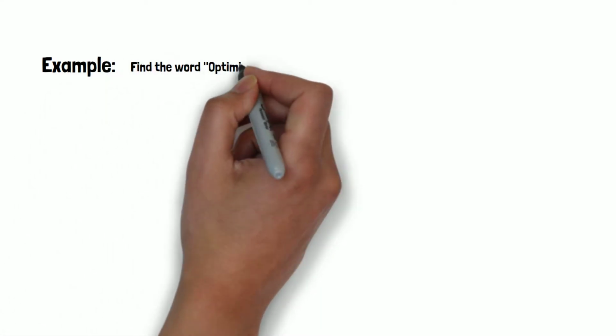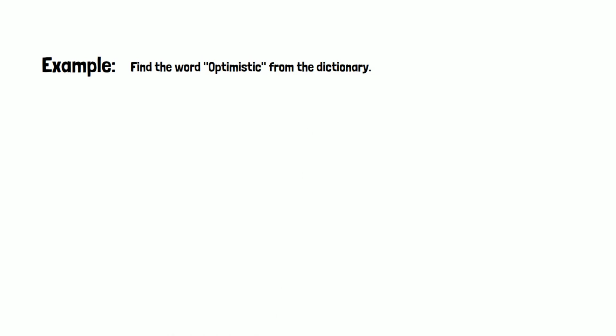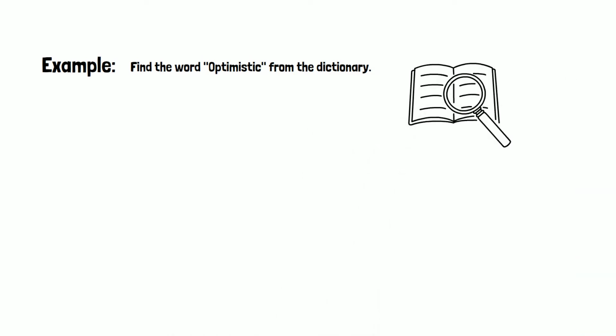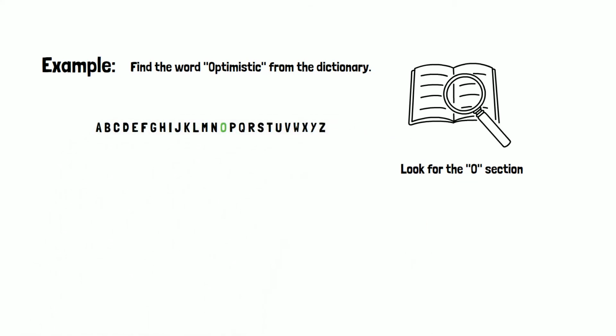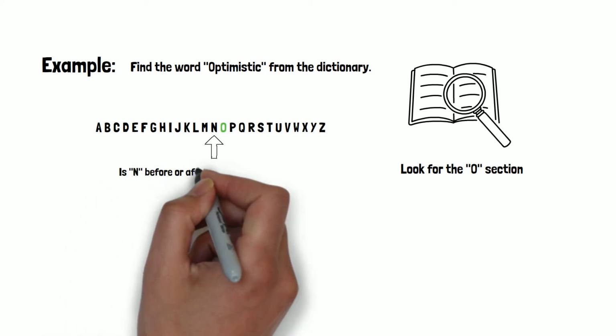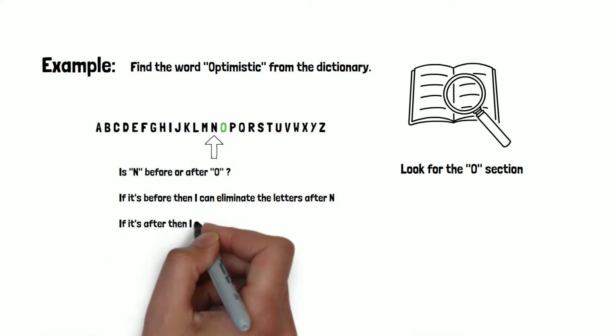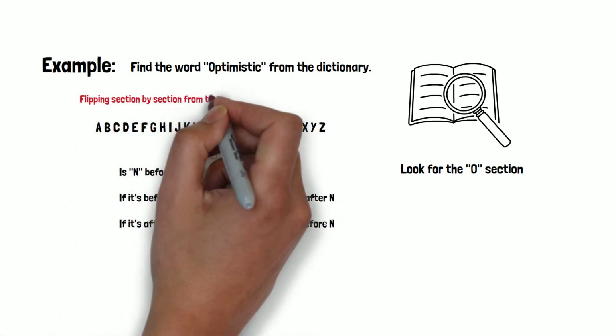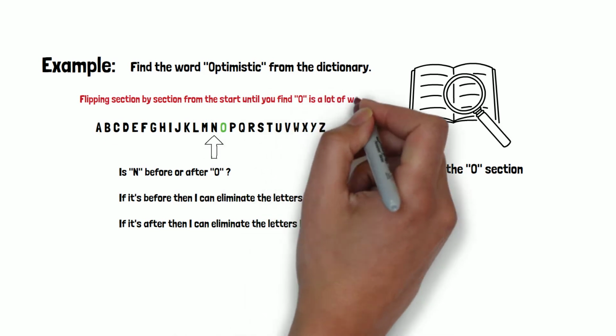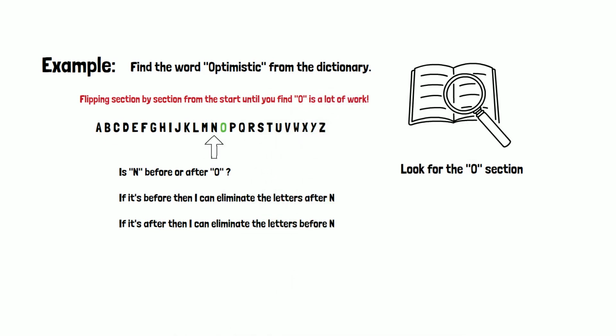Let's start off with an example. Let's say that you're trying to find the word "optimistic" in the dictionary, which starts with the letter O. If you know your ABCs, then you would know that it starts somewhere in the middle of the alphabet. It will make more sense to flip to the middle of the dictionary first, then see if the letter section that you're currently at is before or after O, rather than flipping section by section from the start until you find O, which is a lot of work.